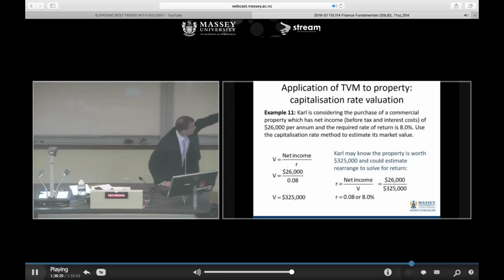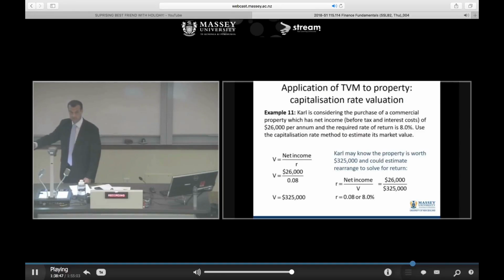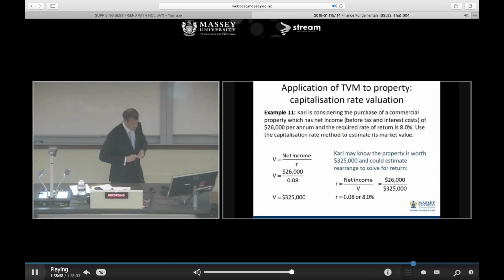It's been rearranged. Now R is just this formula rearranged as net income of $26,000 divided by the sales price, or what the vendor is asking, $325,000. So now it's like, oh, that's 8%. We look at another commercial property that's also for sale. We could buy that one. That's giving us 8.5%. So it gives us something to compare between different properties or different investments. So that's an application of those perpetuity formulas.